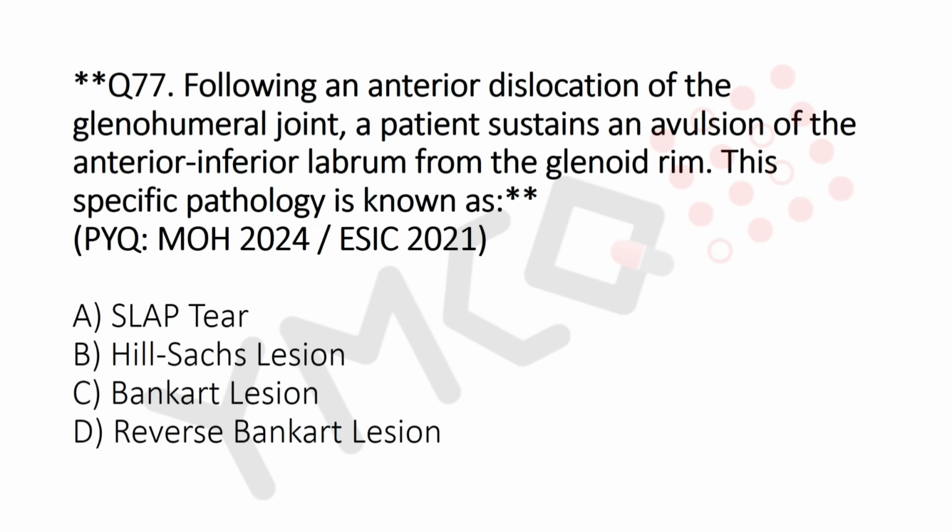Following an anterior dislocation of the glenohumeral joint, a patient sustained an avulsion of the anterior inferior labrum from the glenoid rim. This specific pathology is known as option A, SLAP tear, option B, Hill-Sachs lesion, option C, Bankart lesion, option D, reverse Bankart lesion. And the answer is option C, Bankart lesion.